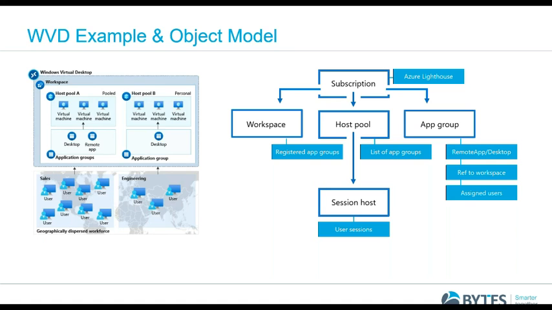So all those concepts can be visually represented in the following. On the right, you have the object model for the ARM-based version of WVD. And then on the left, you see an example of how that's all put together. You see the number of users globally distributed. In this case, you have an engineering team and a sales team. The engineering team has access just to a desktop that is provided by a personal desktop, so they get that dedicated virtual machine, whereas the sales team, they're either utilizing a remote app or a desktop, and that's being provided by that pooled environment.